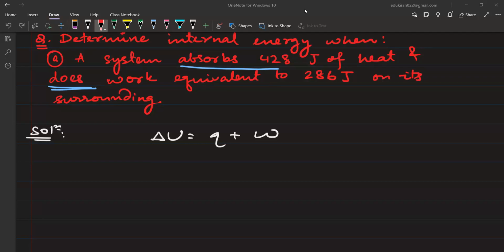एब्जॉर्ब्स का मतलब क्या होता है, what is the meaning of absorbs? आलिया, what is the meaning of absorb? It takes it. It is getting heat or it is giving heat? It is getting heat. If it is getting heat, it will be positive or negative? Look at the notes and tell me. Oh, it will be positive.